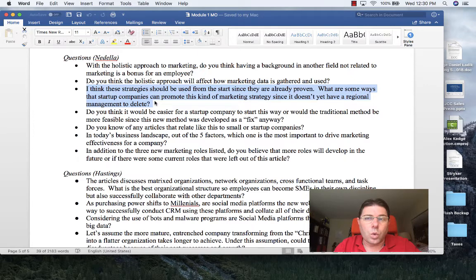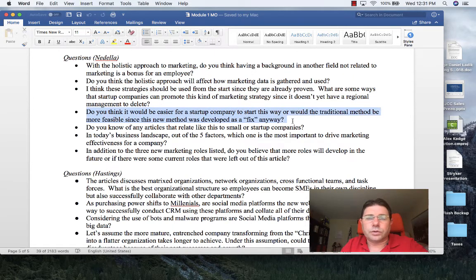What are some of the ways that startup companies can promote this kind of strategy when they don't have regional management to delete? Let's just say it's easier for a startup company to do this because they have fewer employees and fewer functional levels. Many times it's the smart company that's smaller and more nimble and more responsive to customers that becomes a bigger company. Think about Microsoft's rise, Google's rise, Facebook's rise. None of these companies were first, but they were better.